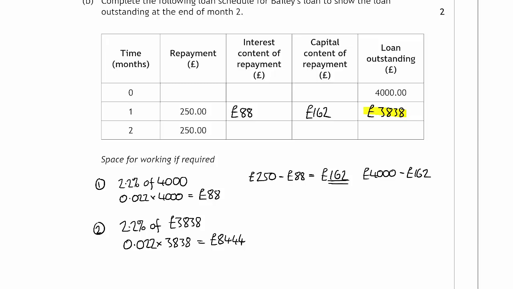We then take that away from 250, and that will tell you how much of the capital we've actually paid off. And what you'll find is the further down you go, you start paying off less interest and paying off more of the actual loan. Okay, so that's £165.56.